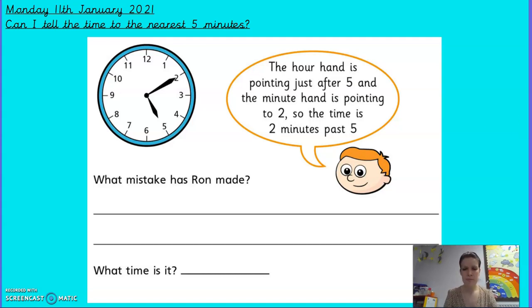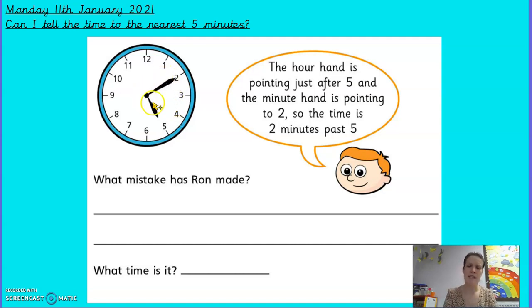Okay, welcome back. So I'm going to read the question again just to remind myself of what it says. It's always good to read it more than once, just so that you can really understand the question. So the hour hand is pointing just after 5, and the minute hand is pointing to 2. So the time is 2 minutes past 5. So we should know that our minute hand, if you follow my mouse, is the longest hand. And that's the hand that's moving the fastest around the clock. And the short hand is your hour hand. And that moves slowly through the hour.